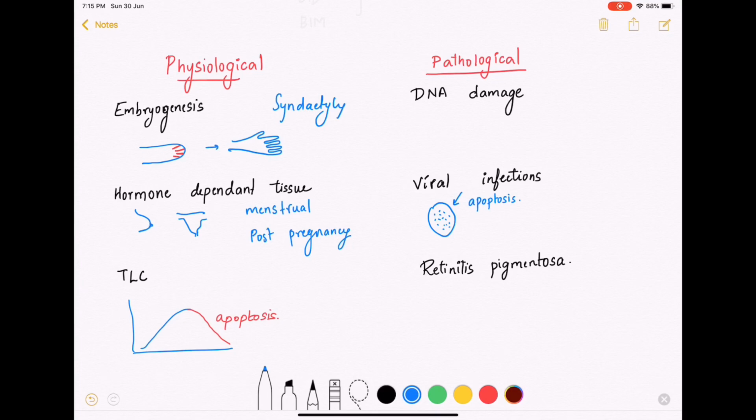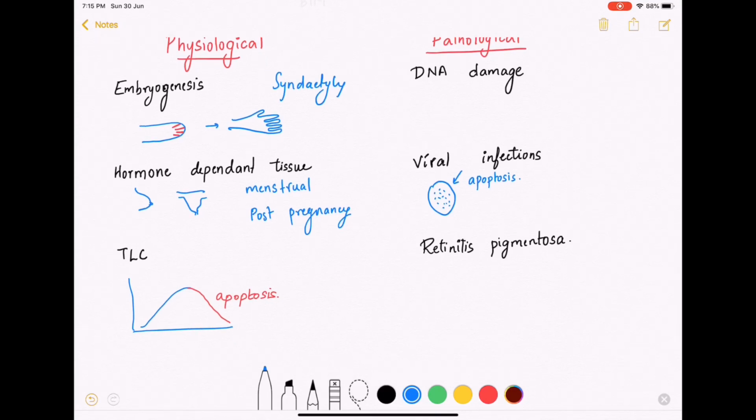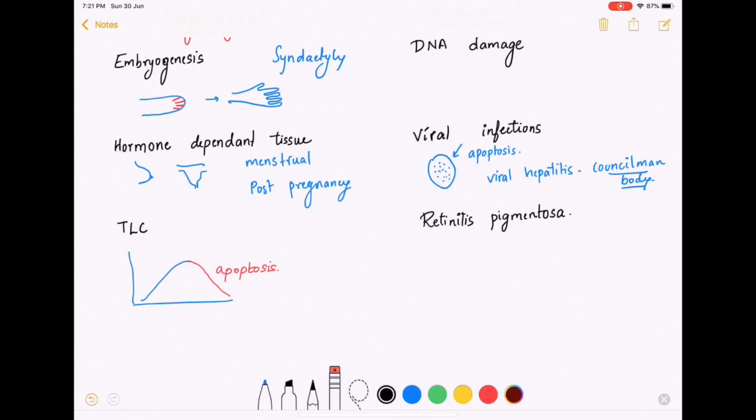A point of special mention here is about viral hepatitis. In viral hepatitis, we see this characteristic structure called Councilman bodies. Councilman body. This is a point of high yield. Next example here is retinitis pigmentosa. Here there is apoptosis of rods, and we know that this pigment is important for vision in dim lights, and thus apoptosis of this will lead to night blindness.